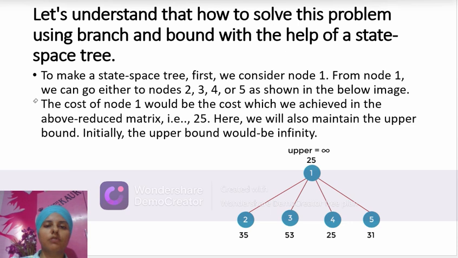So now we will be solving this using branch and bound. We will be using a state space tree for that. This is the state space tree. Here the upper bound is infinite; no upper bound is given, so we are taking it as infinite. Then at the first node, we find the reduced cost as 25, that is for the first matrix. Then we will find the cost for 1 to 2, 1 to 3, 1 to 4 and 1 to 5.